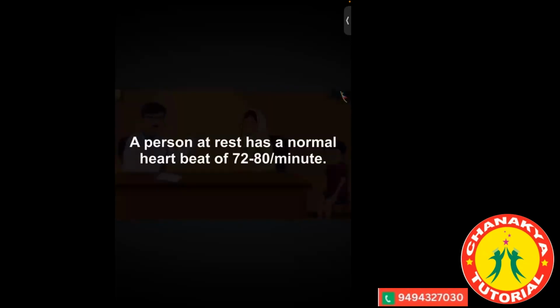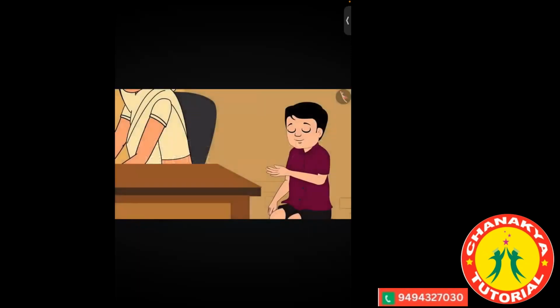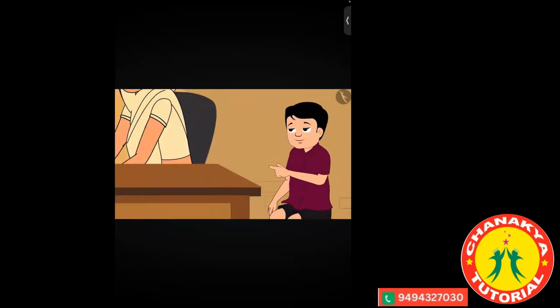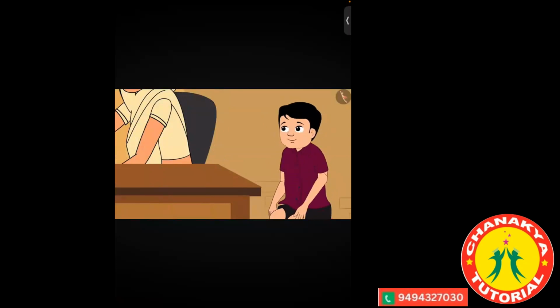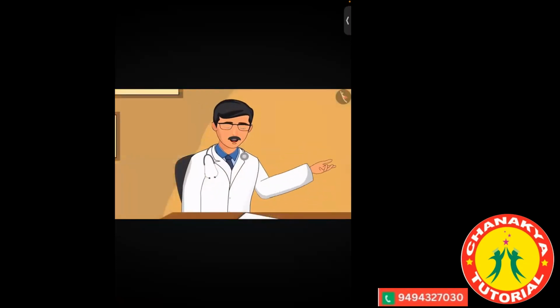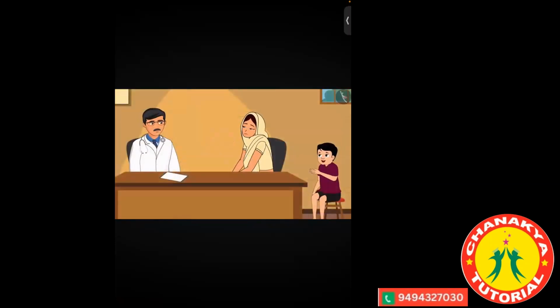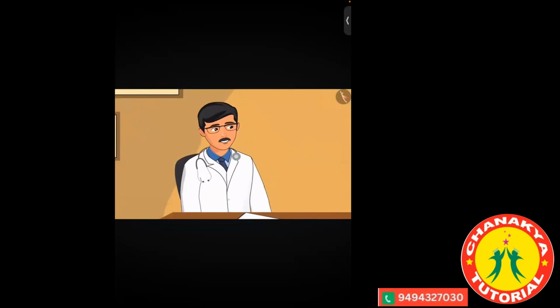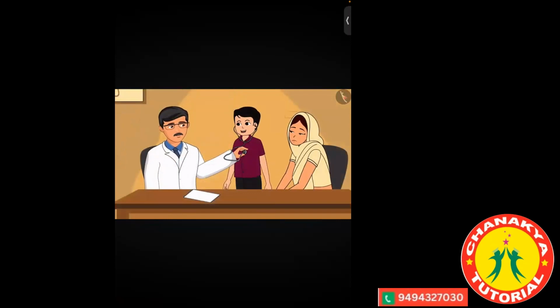A person at rest has a normal heartbeat of 70 to 80 per minute. Oh, when I run, my heart beats very rapidly. So does the pulse rate also become fast? Yes, Sonu, you are right. You can listen to the heartbeat with this stethoscope also. Yes, Sonu. Come here. This stethoscope helps to listen to the heartbeat. Oh yes, can listen to my heartbeat. But doctor, how does the heart beat? It is a very rhythmic sound.